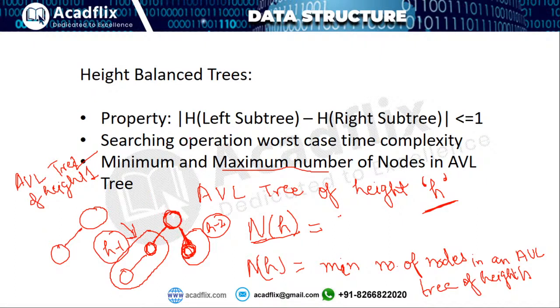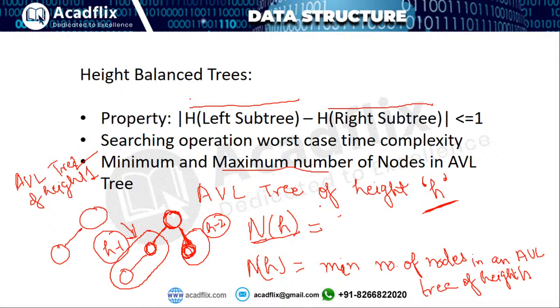That property was that the height of the left subtree minus the height of the right subtree is less than or equal to 1. So that property will be satisfied if we make our left subtree with height h-1, and if we make our right subtree with height h-2.